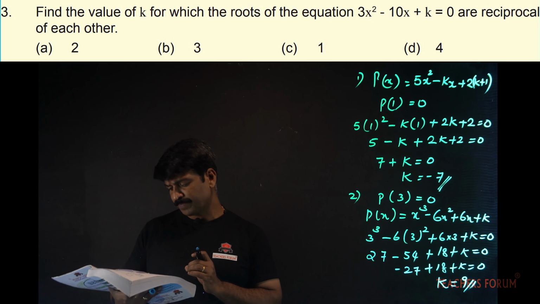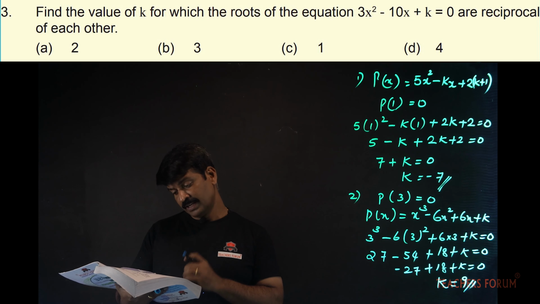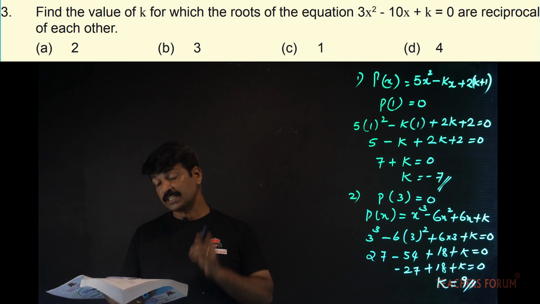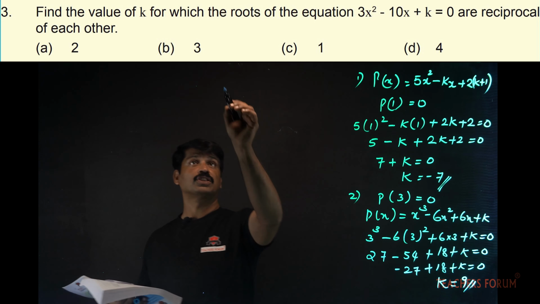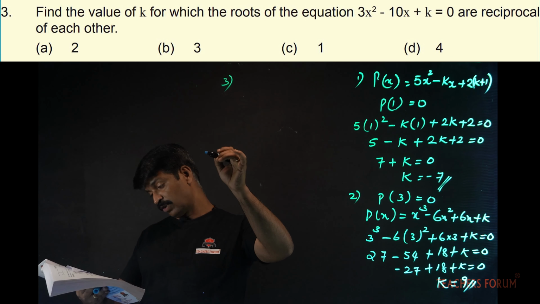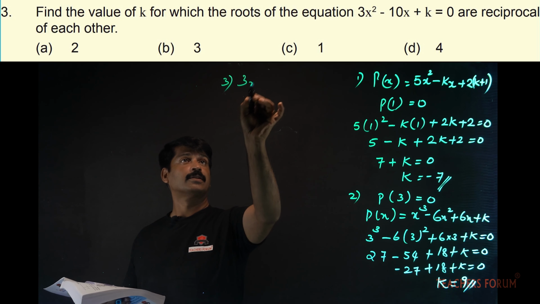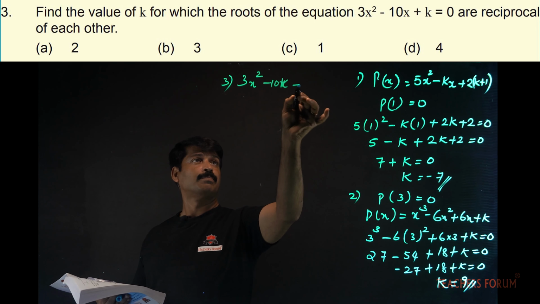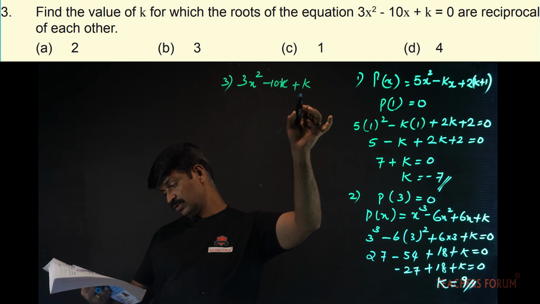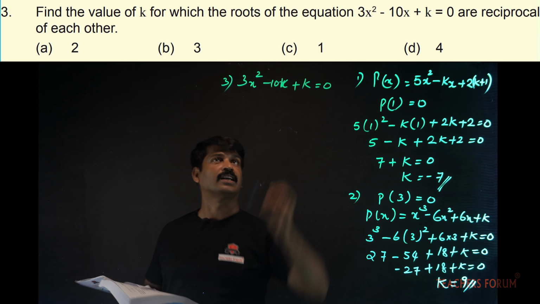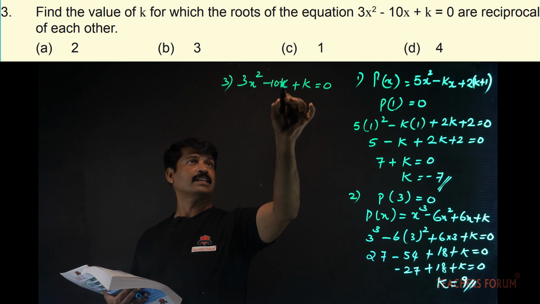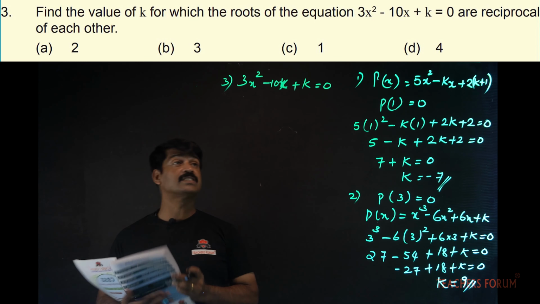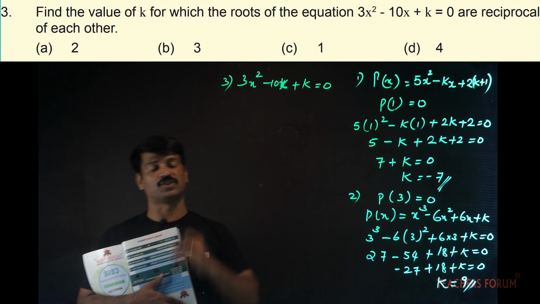Find the value of k for which the roots of the equation 3x square minus 10x plus k is equal to 0 are reciprocal of each other. So, the third question, you are given a polynomial. Let us write the polynomial: 3x square minus 10x plus k is equal to 0. You are given a quadratic equation 3x square minus 10x plus k is equal to 0. It is given that the roots of this equation are reciprocal of each other.